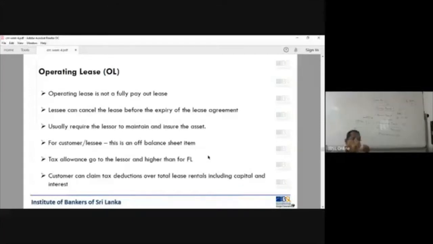Two types of leases: financial leases and operating leases. Financial leases, customer selects the vehicle and customer needs to do the maintenance. Customer can't cancel the lease. But whereas operating lease, customer does not select, or vehicle is not purchased purely for the single customer. Customer just uses it. Maintenance and upkeeping has to be done by the lessor. Customer is only paying a rental to use. He can cancel the lease at any time.